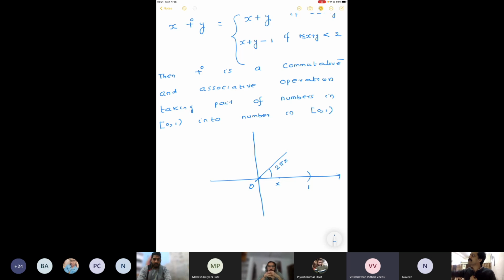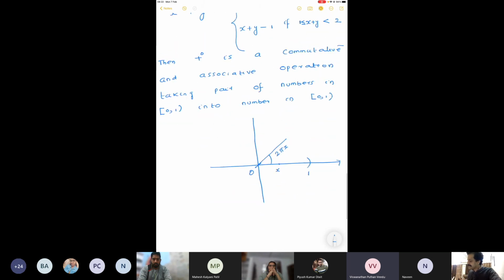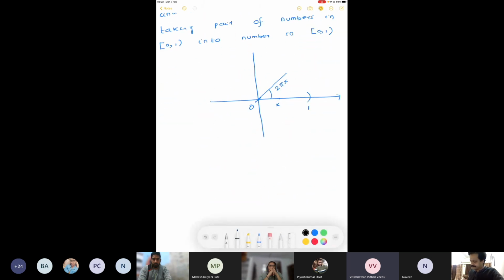If you go outside 1, you come back, the subtraction by 1. So here it will automatically happen. Once you complete one round, you will come to the original. Okay, this 2 pi round corresponds to addition modulo 1. There is another way to look at this addition. Anyway, hoping that this arithmetic is clear, now let us proceed.